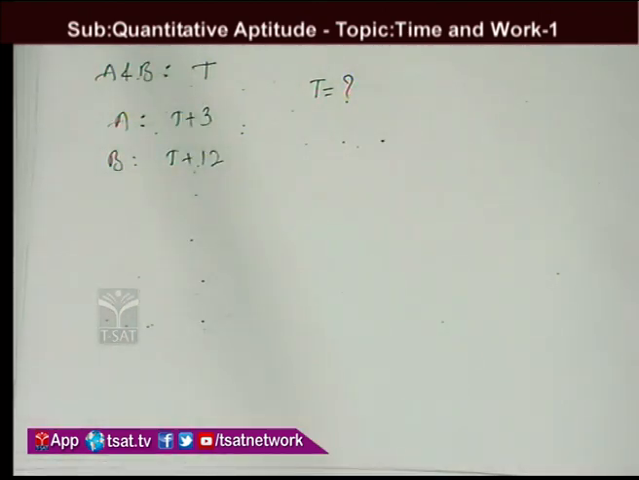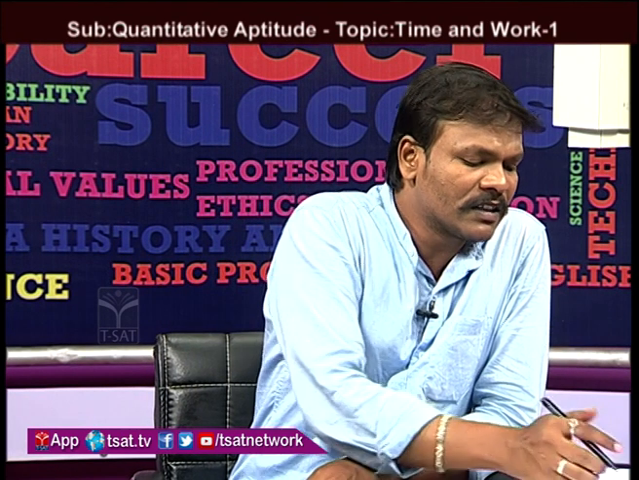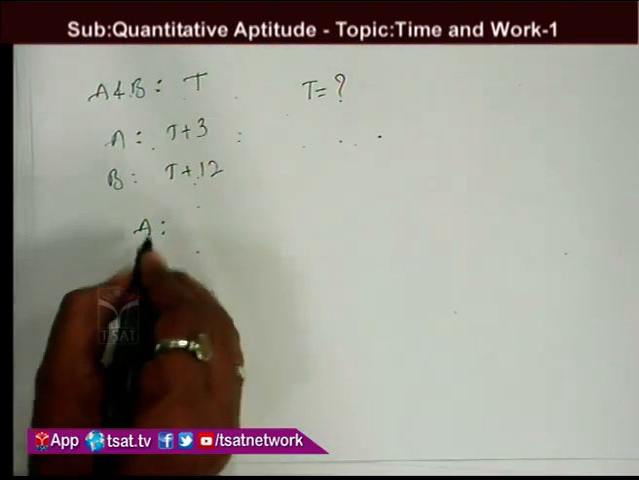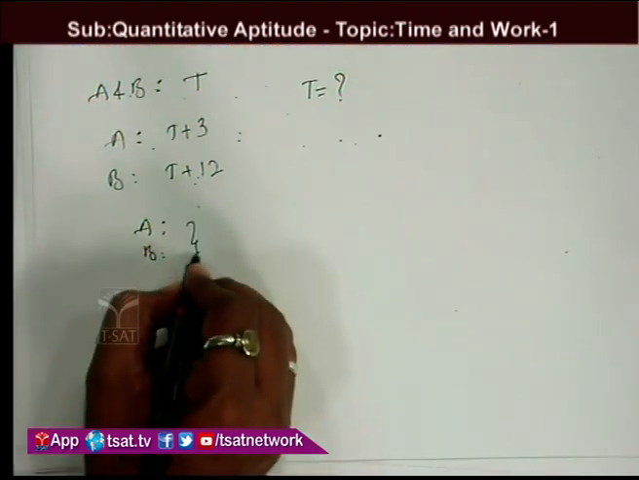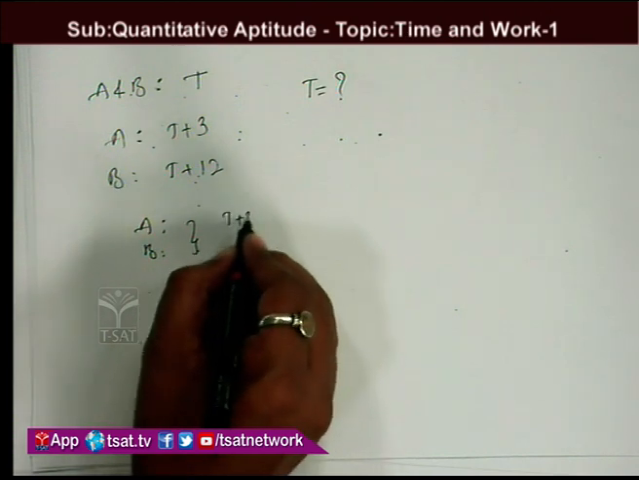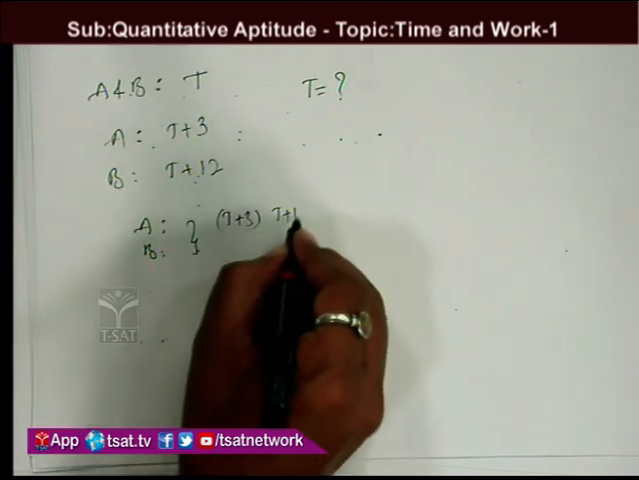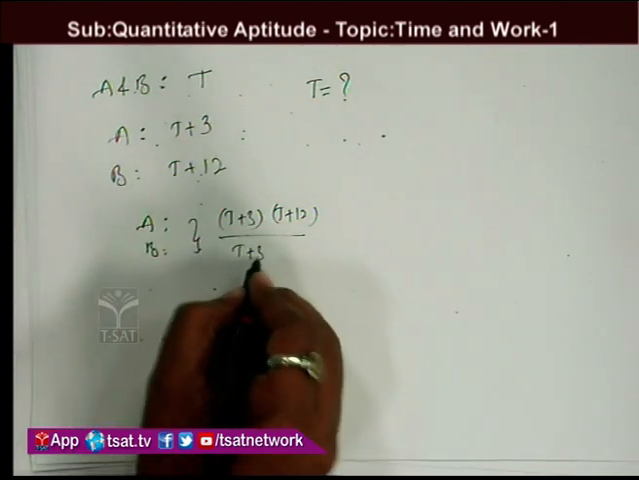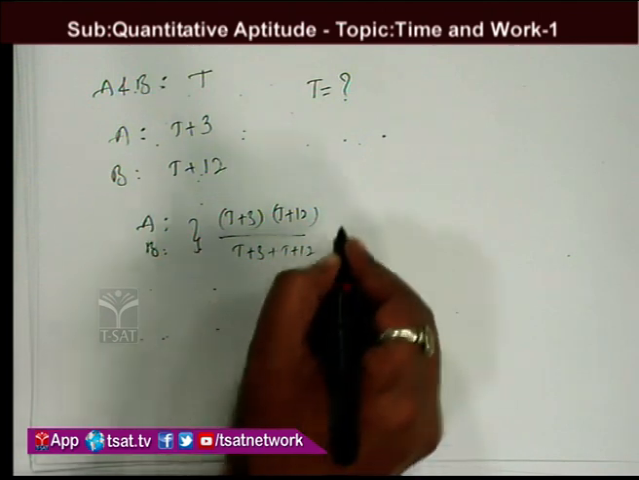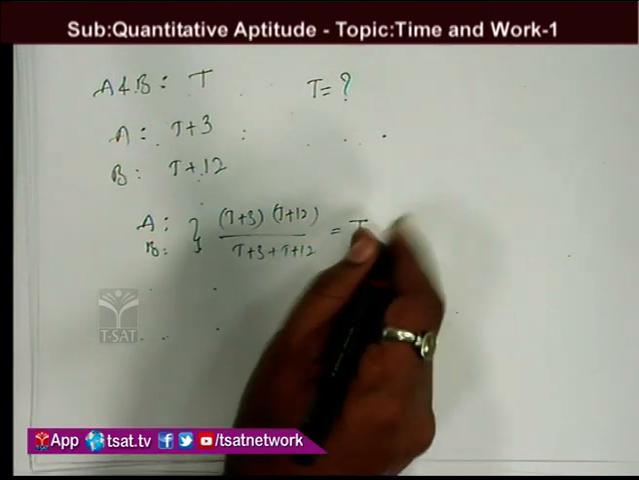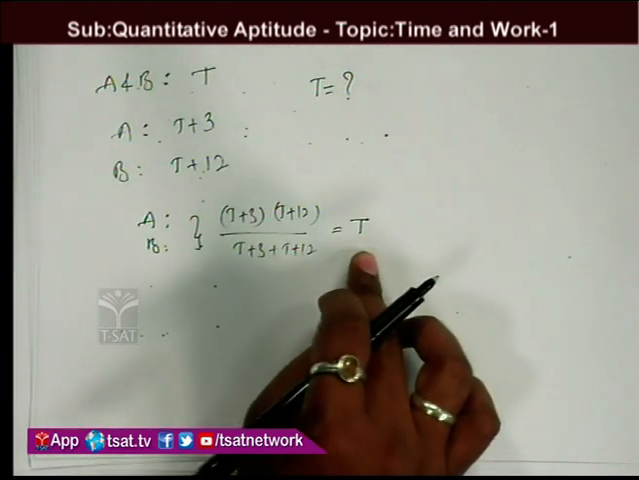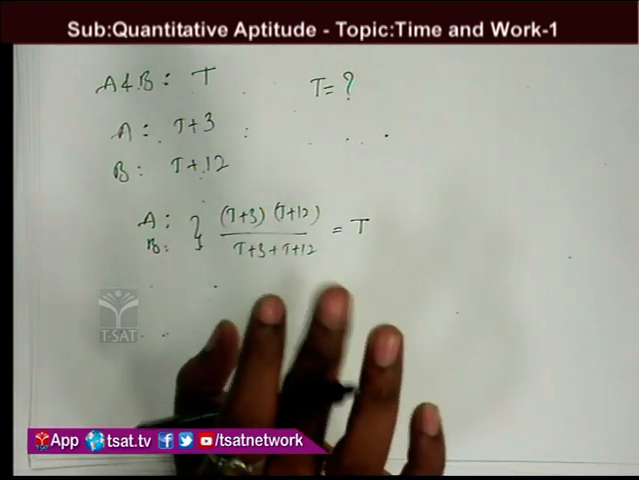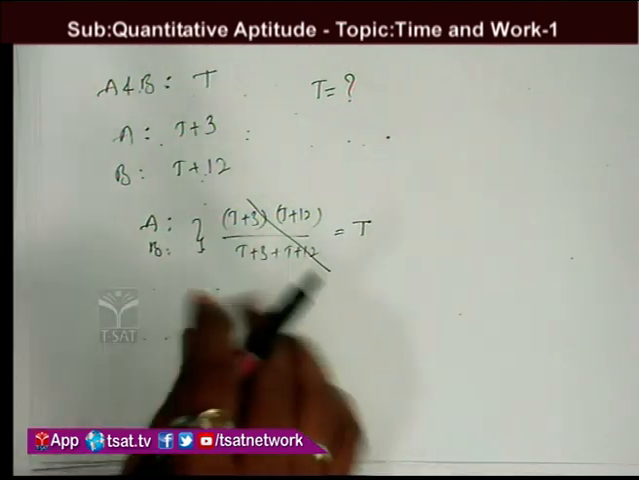This is a typical problem, but we are going to solve it with a very easy method. Generally this is solved by taking A's value and B's value, working together as T plus 3 into T plus 12 by T plus 3 plus T plus 12, which equals T. In this method we can solve it, but it is not useful in the examination hall.